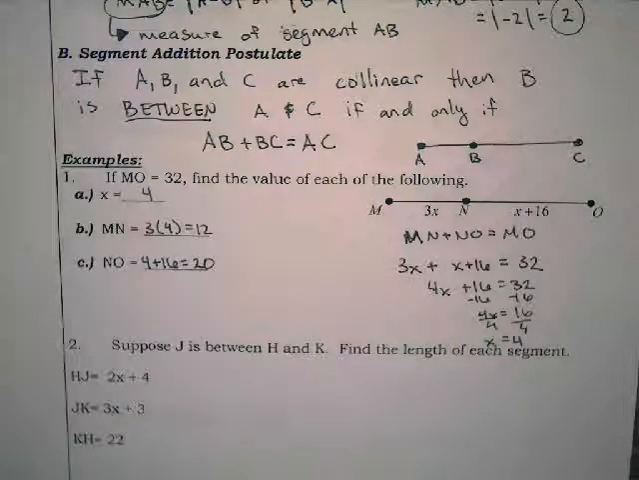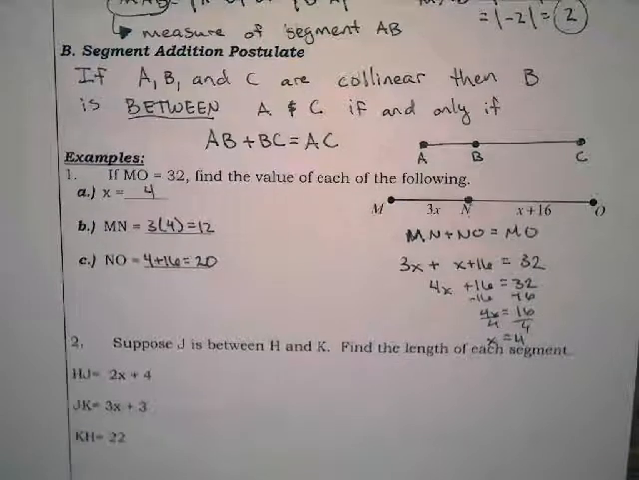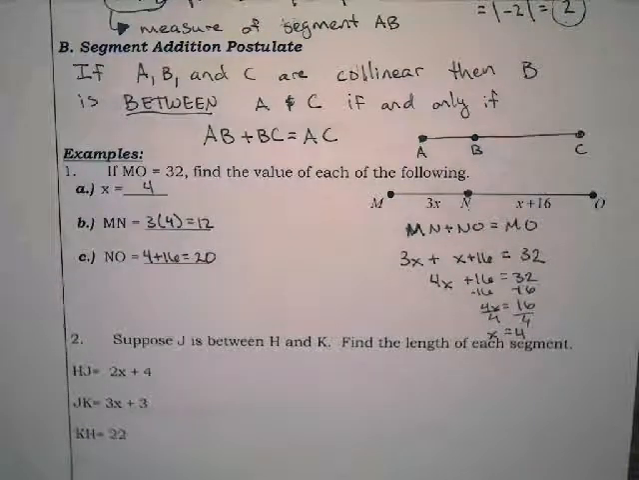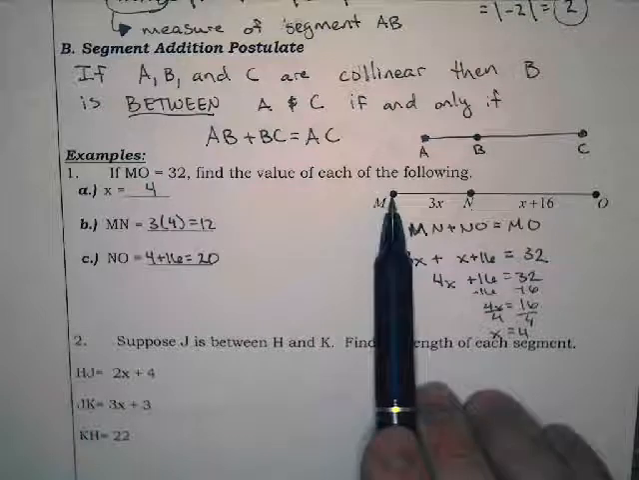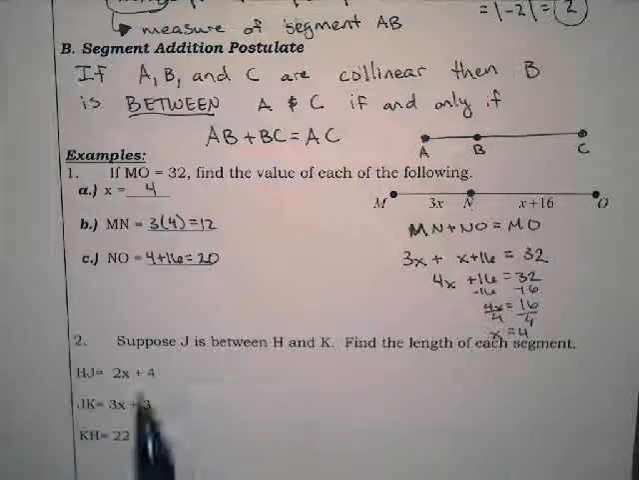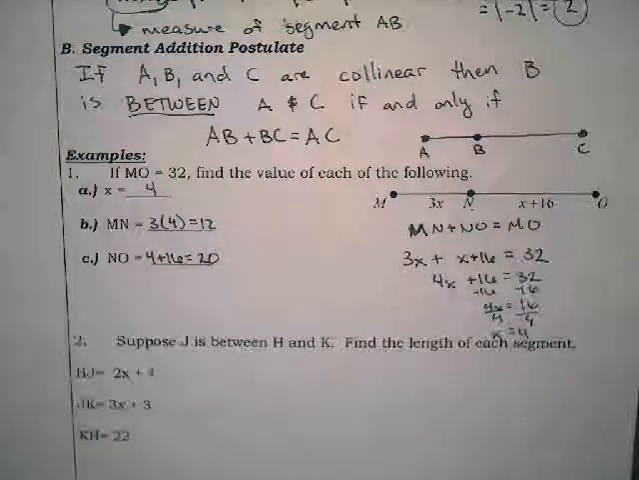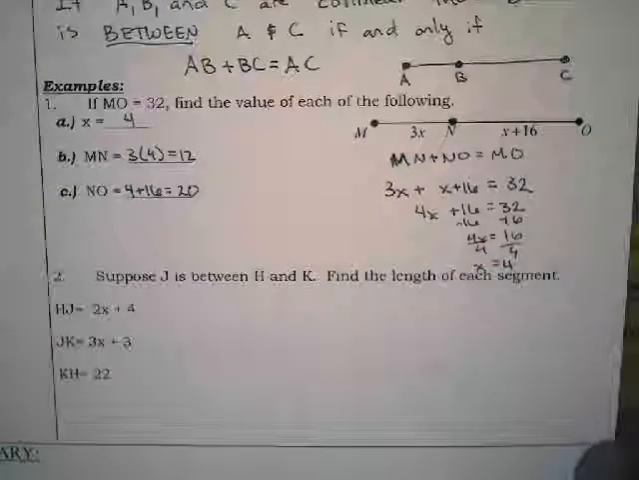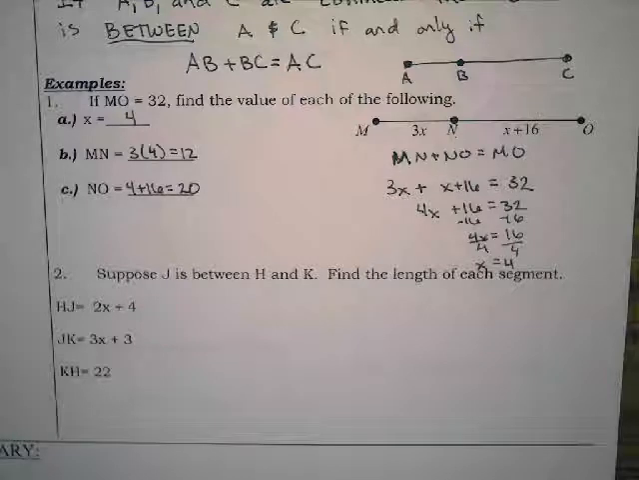So I'd like you to try number 2 on your own. The key to number 2 is to try to draw the picture before you begin. If you draw the picture, draw it like we have M to O, and place all the information in the picture. It'll make it much easier to see how to set this up. So pause right here, see if you can try this on your own.